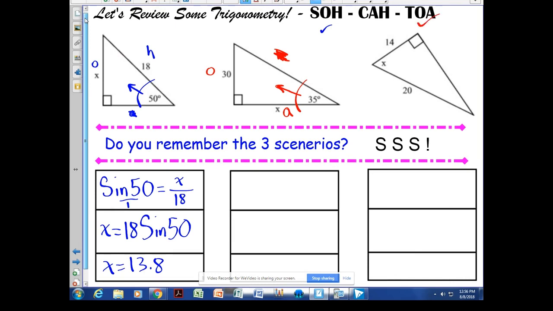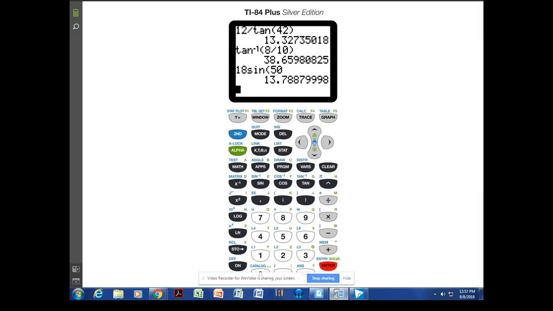So TOA stands for tangent. So I'm going to use tan of 35 degrees is equal to my O over my A. So that means 30 over X. This is a problem that has X on the bottom. I'm going to use the volleyball trick. 30 is going to fly to the other side and land on top of tan 35, and that's going to be equal to X.